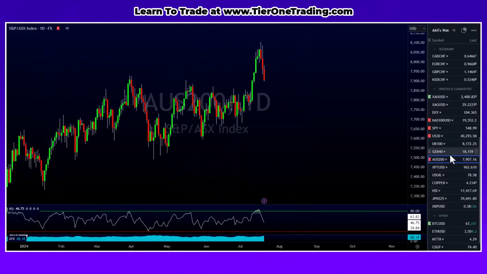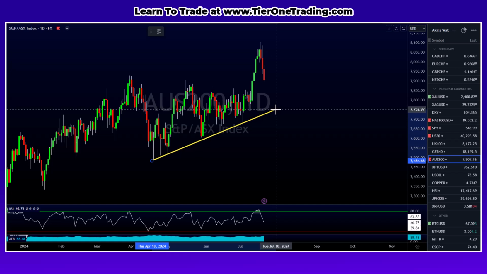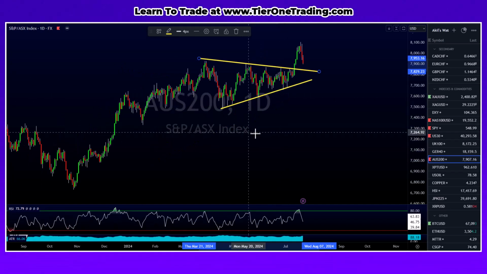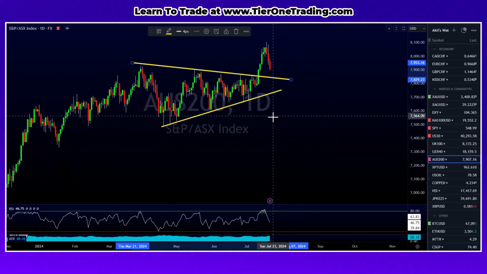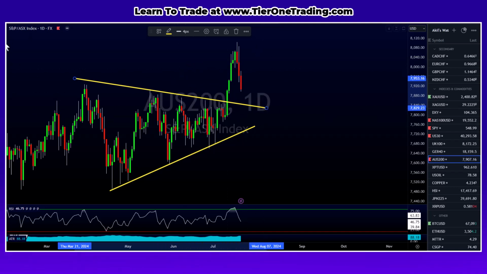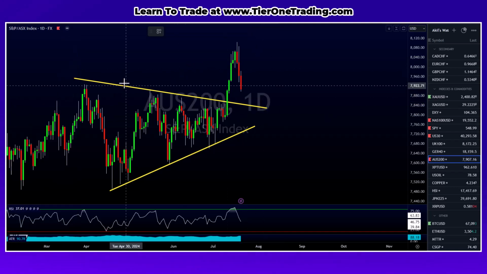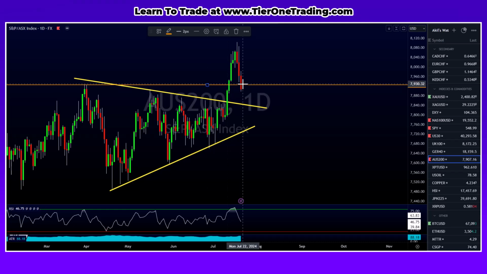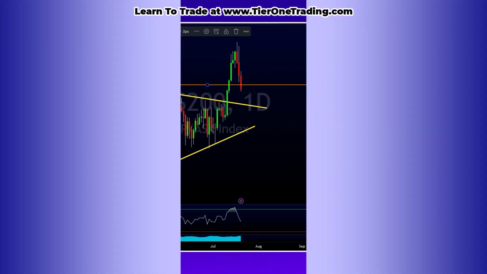In fact, now that we're talking indices, we can add the same thing to the Australian S&P, right? Same exact thing, very close to the Aussie dollar here. Broke out of our wedge pattern, our triangle pattern, and we're working our way right back into both our horizontal level of structure right here and our trend line too.